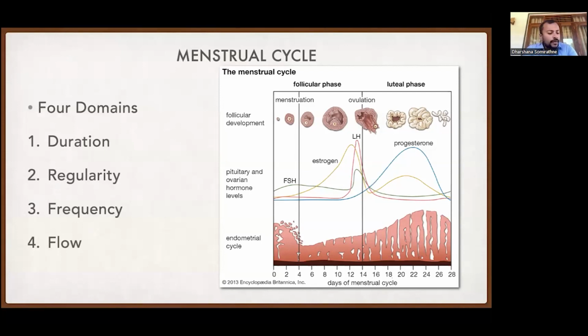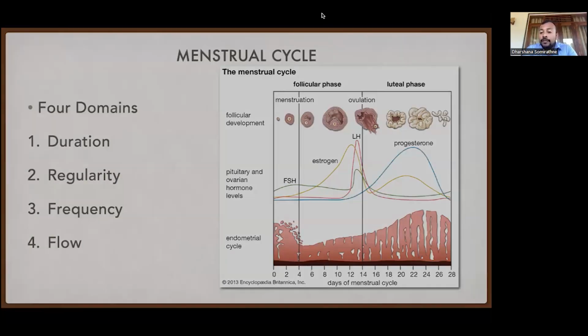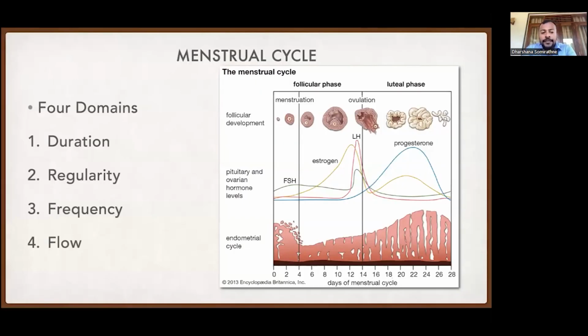We usually say that a duration of 2 to 7 days is accepted, but 7 days is a bit high. I would say 2 to 5 days is an acceptable duration of menstruation. Again, you have to ask about the flow. Now the duration, and then you have to get an understanding of the menstrual flow. The menstrual blood is not arterial blood.